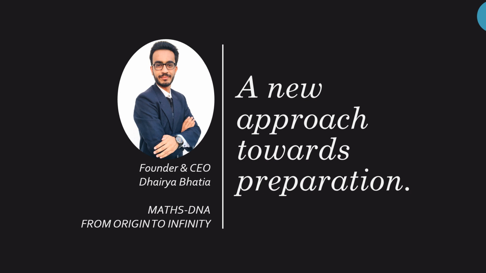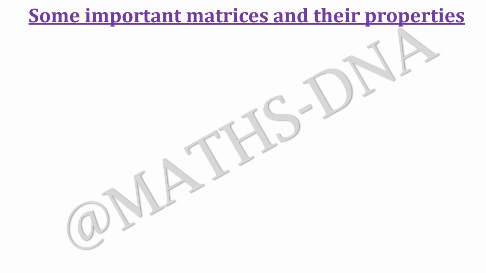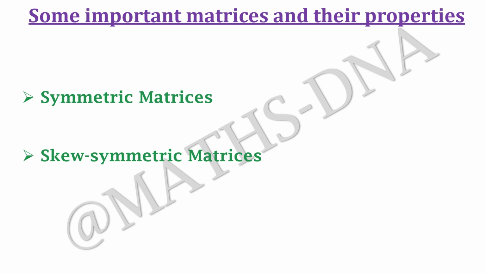Many of the students demanded lectures on linear algebra and especially matrices. So in this video we are going to discuss two types of matrices and their properties. The two matrices are first symmetric matrices and second skew symmetric matrices. We will discuss their definition, what they are, and some of their properties that are mostly asked in any competitive exam. And if you know the property, you can easily and directly answer the question without solving it.